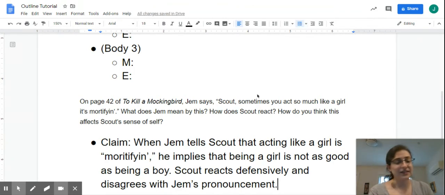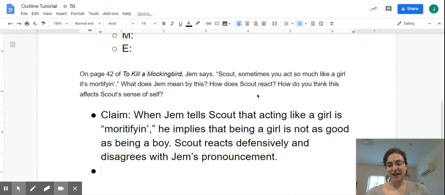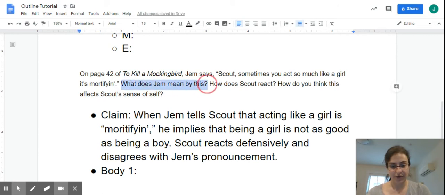Now you'll notice that my claim is 2 sentences. That's okay, especially because we have a 3-question prompt. A claim can really be 1 or 2 sentences. You just need to make sure that you say everything you need to. So after the claim, we will start with the body paragraphs. And like I mentioned, this prompt actually has 3 questions.